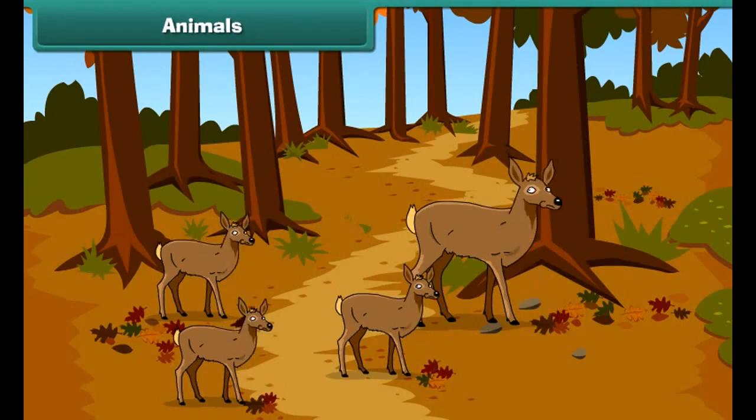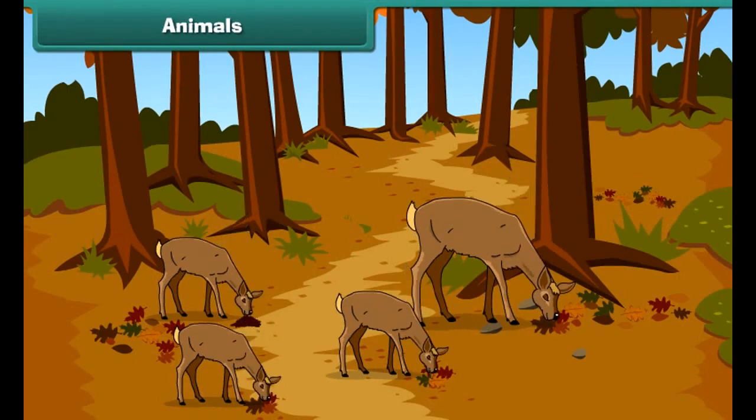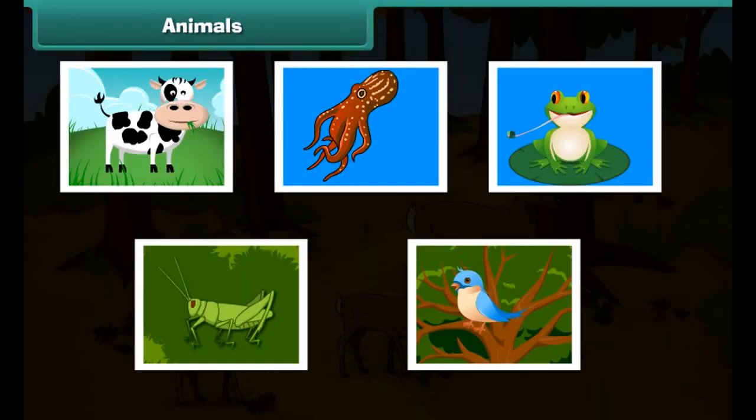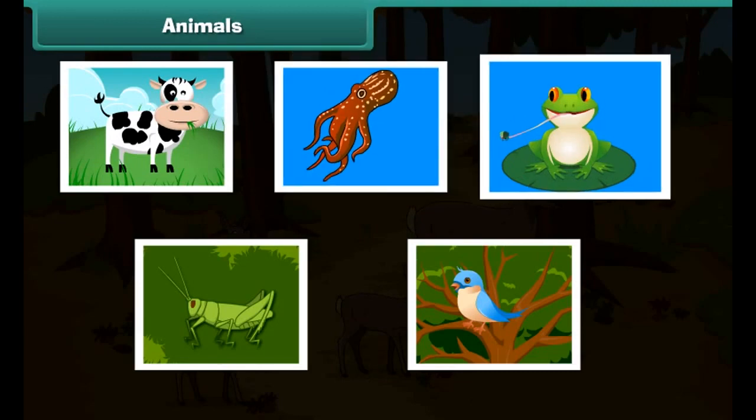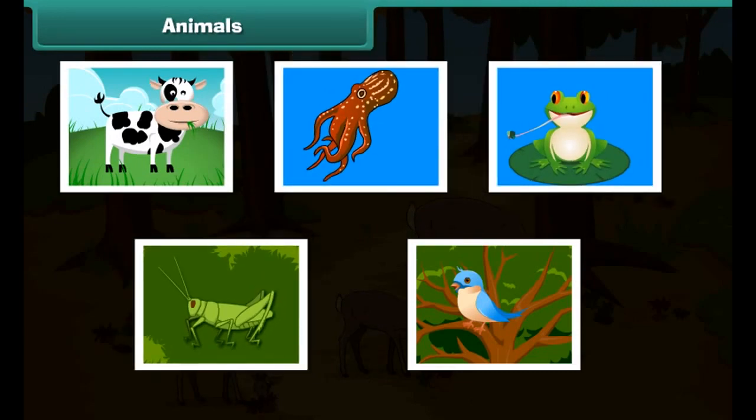They can move and grow. They have the ability to produce their own young ones. We can see different animals all around the world. They are in various sizes, shapes, and colors. There are different types of animals living on this planet. These are land animals, water animals, amphibians, insects, and birds. Let us know more about them.